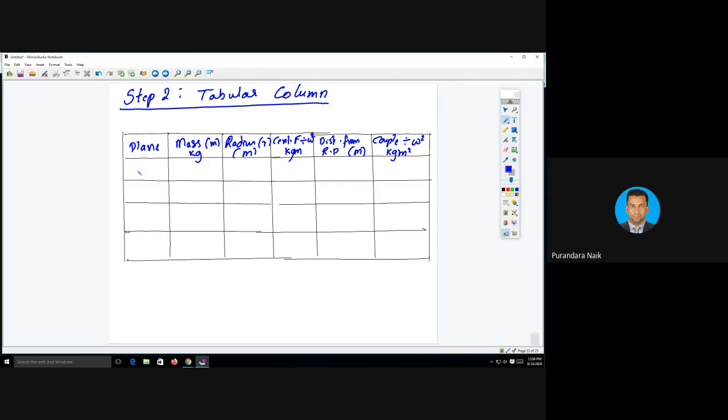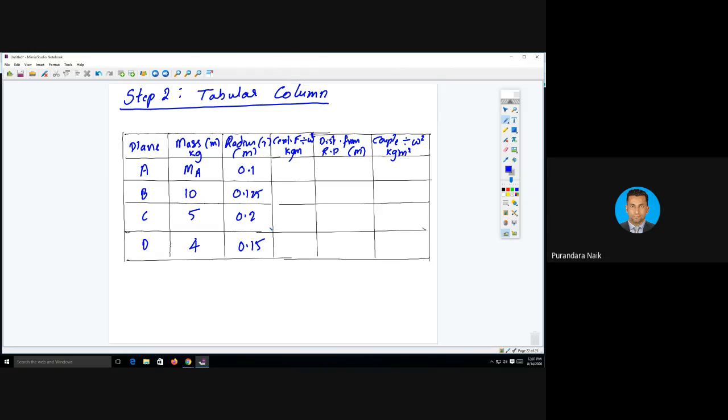Now the planes A, B, C, D. We have 4 planes A, B, C, D. Next is the mass. The mass of A is unknown, that is MA. Mass of B is 10 kg. Mass of C is 5 kg. Mass of D is 4 kg. It is given in the problem. Next, the radius of rotation of A is 0.1 meter. This is 0.125 meter. This is 0.2 meter, 0.15 meter.